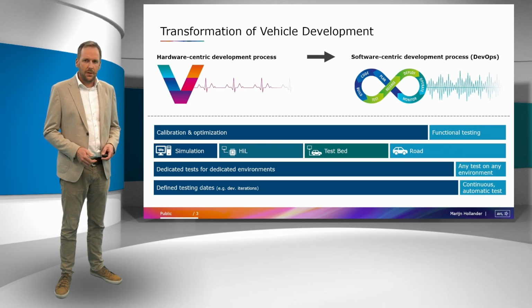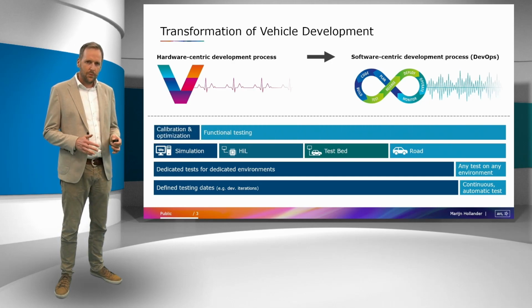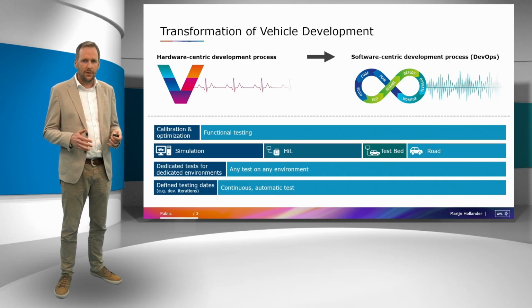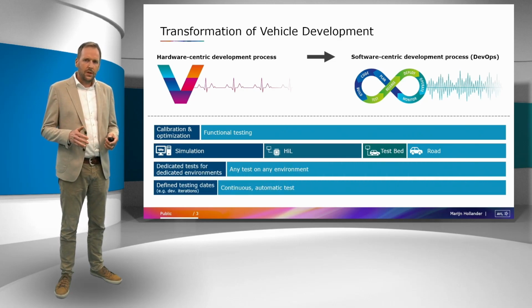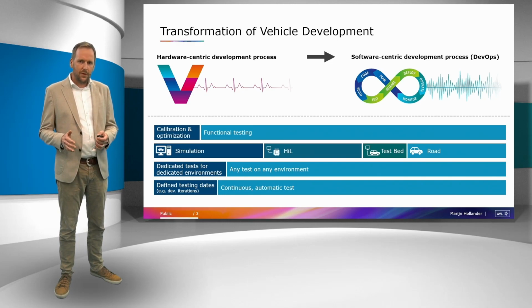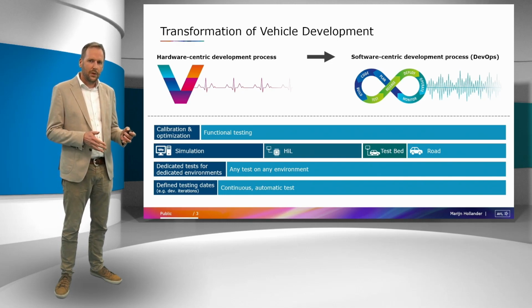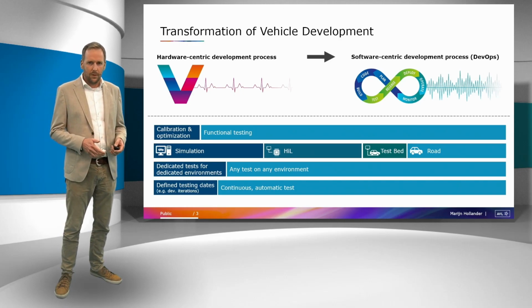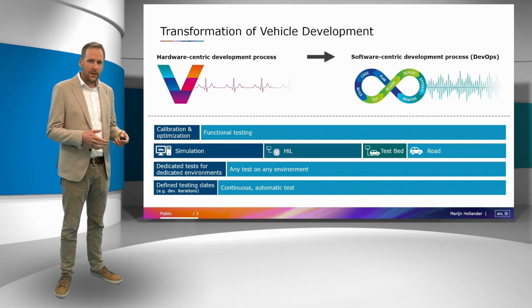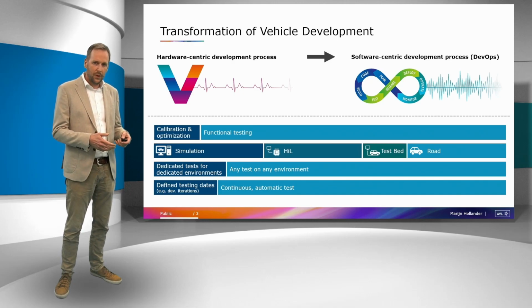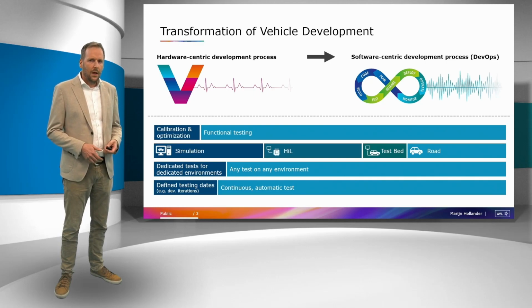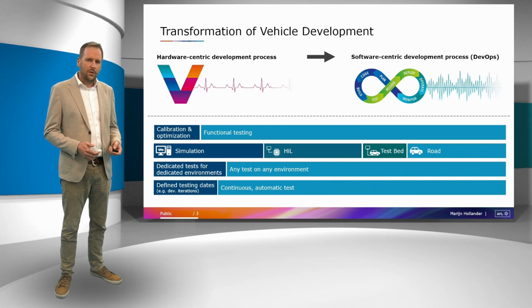Now, what does this mean? This means we get more and more software tests or functional tests that have to be executed. We also see that there is a shift from the testbed environments towards hardware in the loop and simulation. And we see that all of these tests will be executed on any environment, starting from software in the loop to hardware in the loop to the testbed and finally on the road, and in a most continuous and automated way.